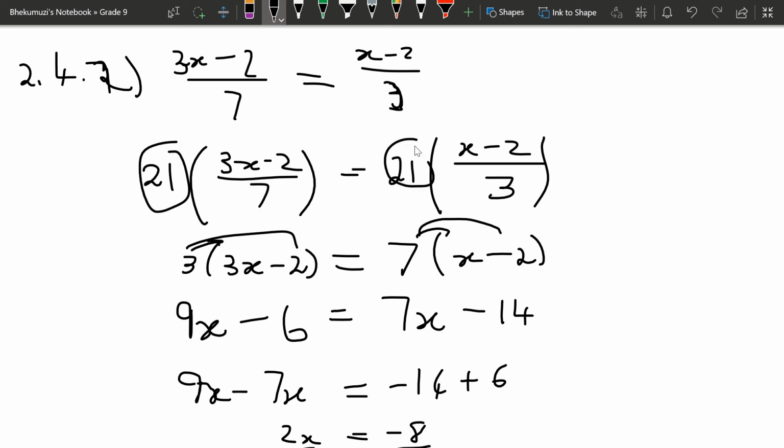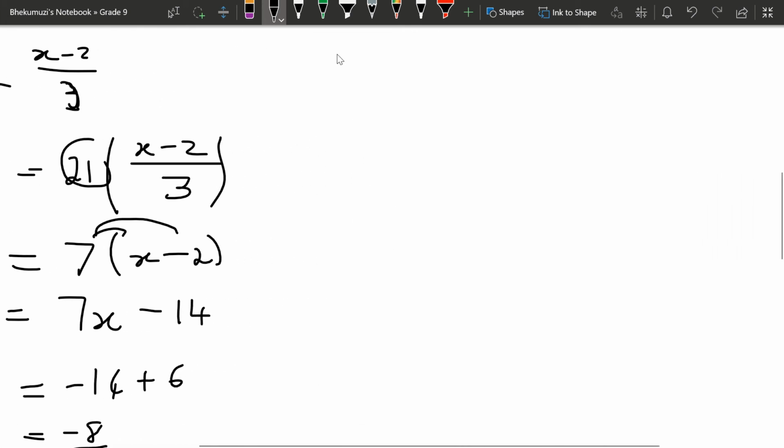We multiplied by 21 on both sides, because we're multiplying everything on the left hand side and everything on the right hand side. And so then we are able to find that 21 divided by 7 gives us 3, but 21 divided by 3 gives us 7. But there's actually another way of looking at this, if I could just show you.